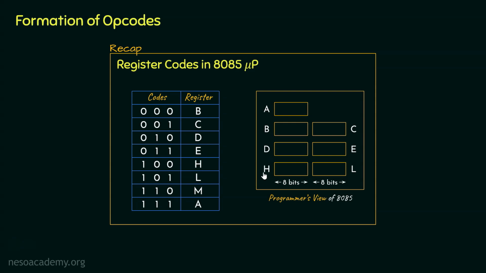Coming to the topic that we are going to cover in this session, we are going to learn about how the formation of opcodes takes place in 8085 microprocessor. Now, in the previous session, we understood how the register codes are formed in order to access the different registers of the 8085 microprocessor. Now, this was the basis of the formation of opcodes.